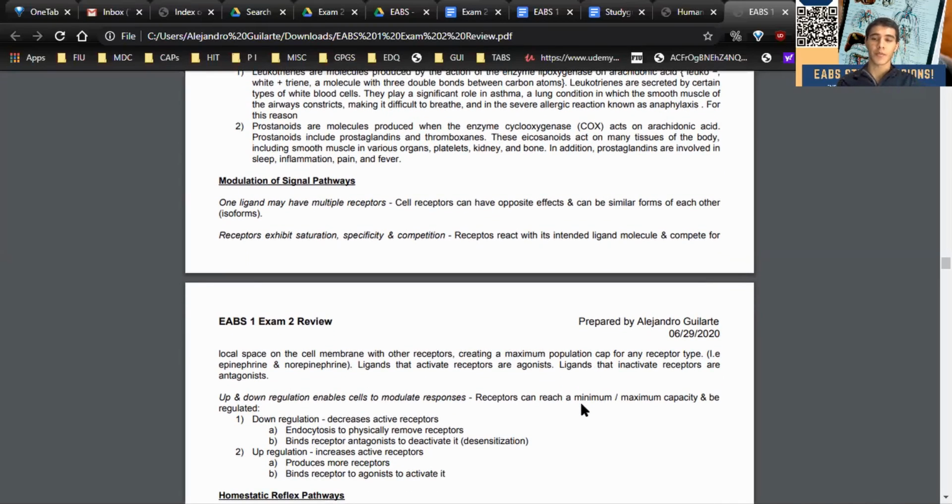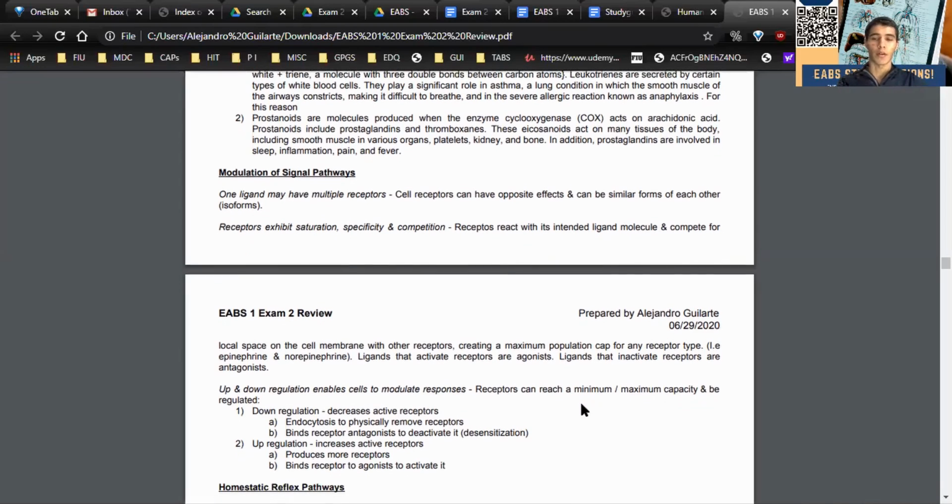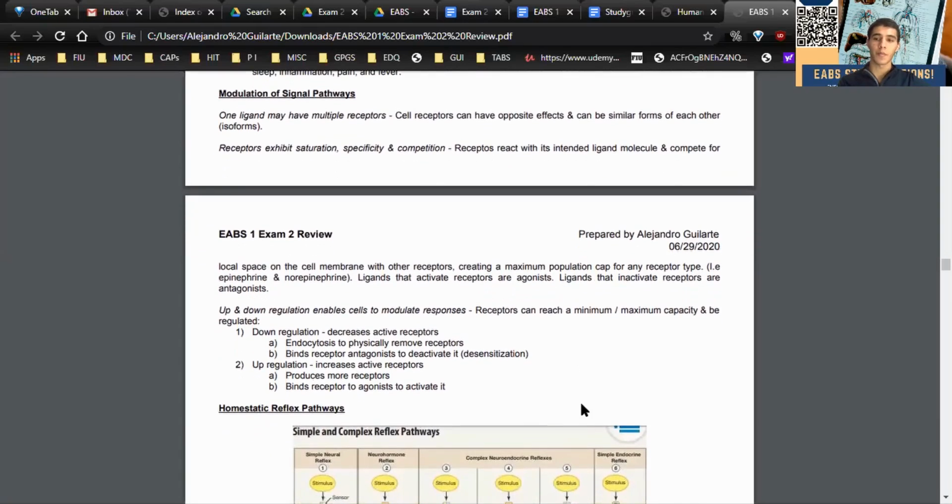Because the receptors compete for space within the cell membrane or within the cell, there is competition for space. The reaction at which it binds to the chemical messenger is specific, and there's a maximum cap at which these receptors can occupy. They're regulated to be sure they're kept in place by either downregulation or upregulation.